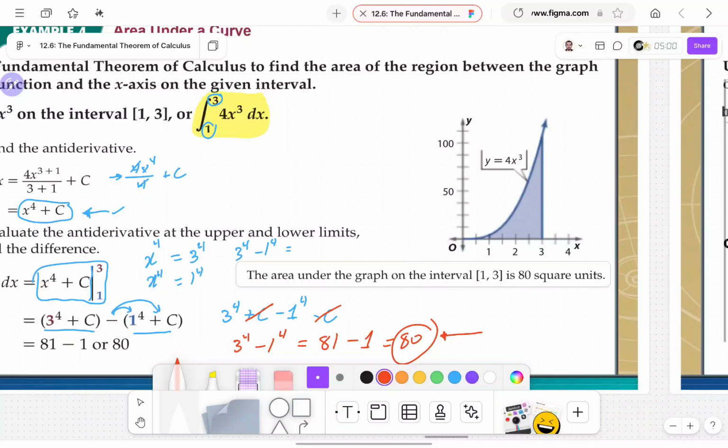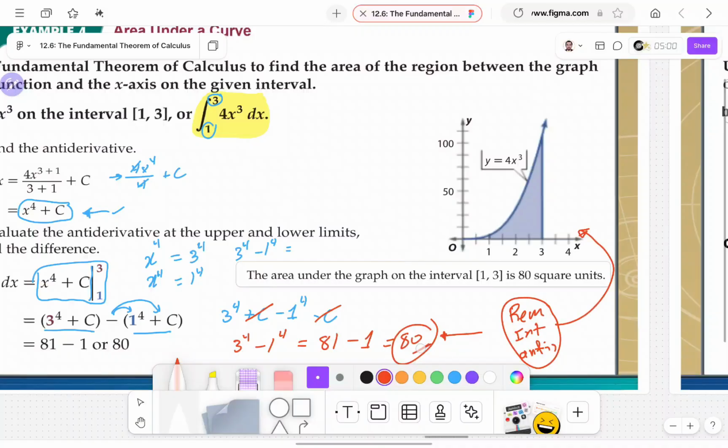This value of 80 represents the area under a curve. Do you remember in lesson 12.5 when we did the Riemann sum? The Riemann sum helps me to find the area under a curve, right? So the same idea, Riemann sum, and integration, or let's call it the antiderivative. All of these have the same concept. All of these are finding the area under a curve, okay?